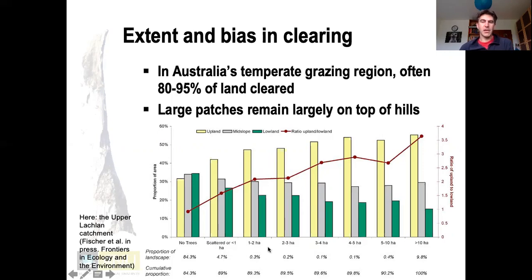And then the other patches, larger patches, 1 hectare, 2 hectare, 3 hectare, 4 hectare, 5 hectares, make up very small amounts, but then there's also some of these larger patches, bigger than 10 hectares. And those are mostly in yellow areas. Yellow is upland. So most of the large patches, more than 50% of them, are on top of hills. So most of the tree cover that's left is basically either very small patches or these large patches on top of hills. That's essentially what the landscape looks like at the moment.